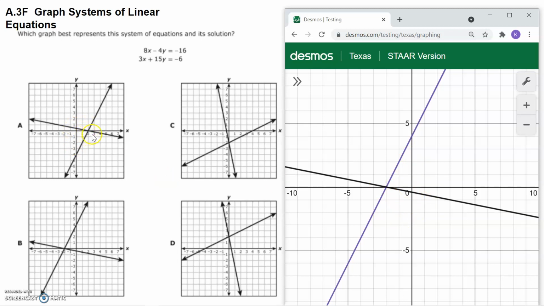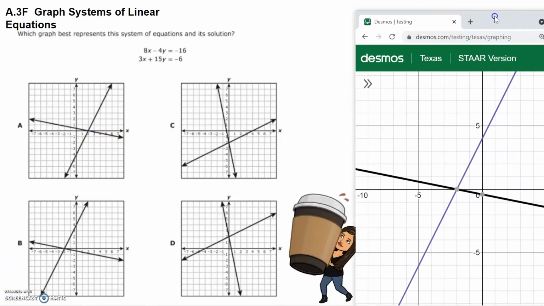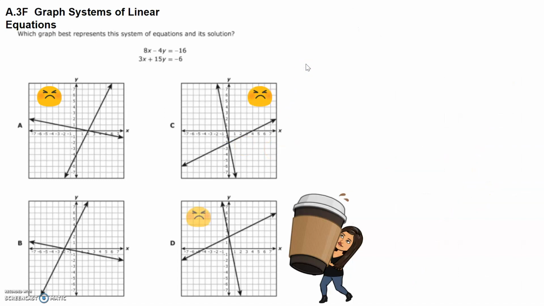As you can see on this one, see how this one is crossing right here, and then this one is crossing on this side. So that one is not it. And then on this one is crossing down here, and this one is crossing over here. So that one is not it.